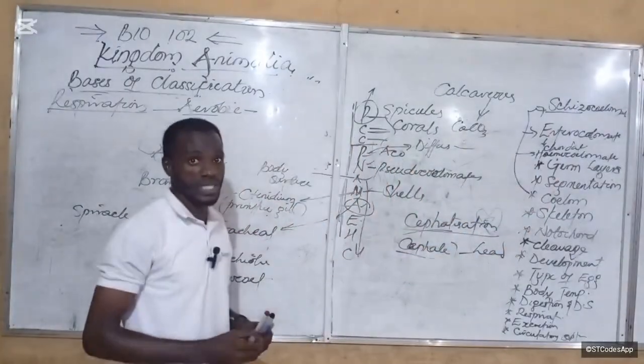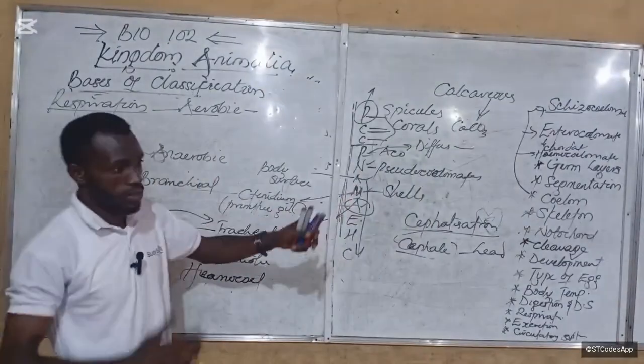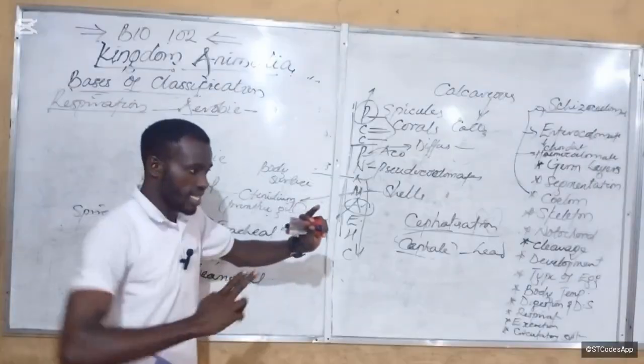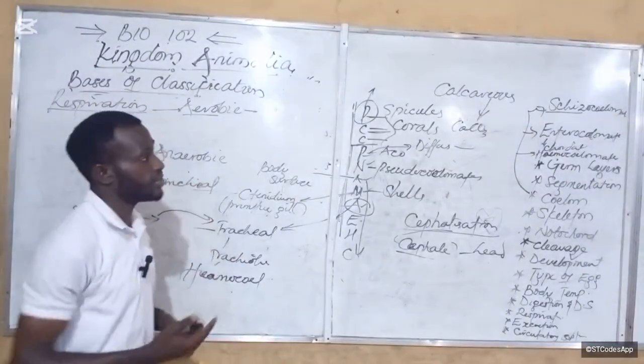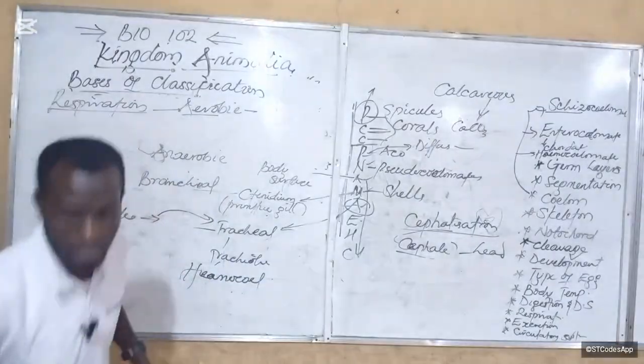Hemo, related to the blood. Is that clear? Enteron, that is invagination, something that enters inwards. Is that clear? Schizo, split. Okay.